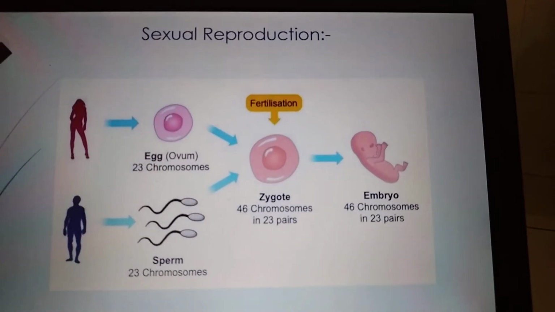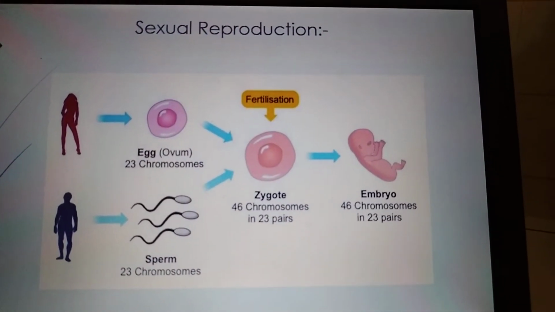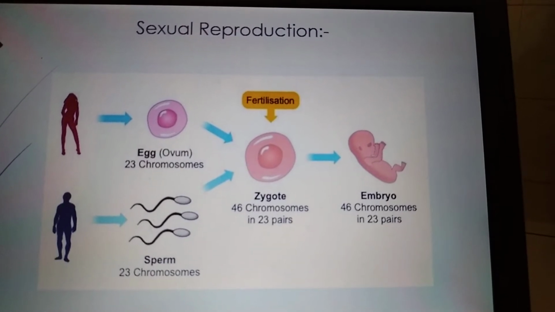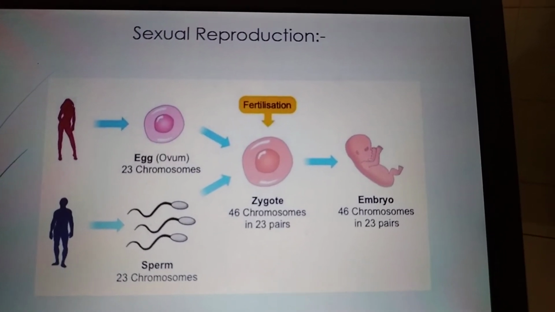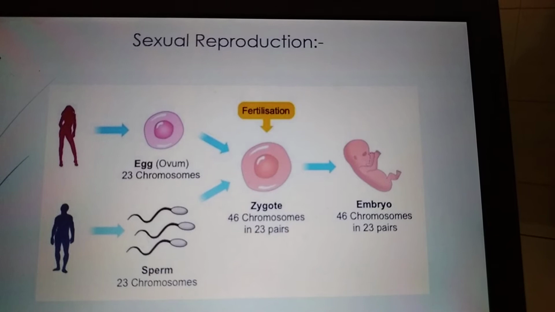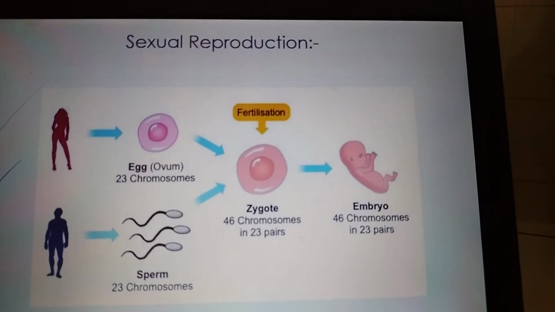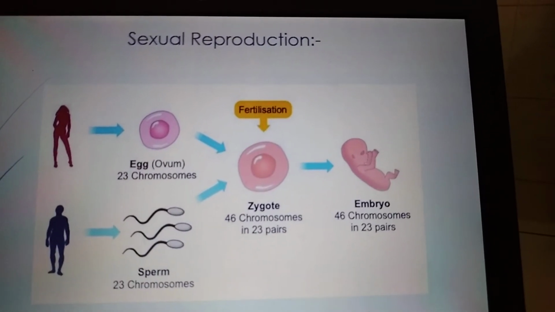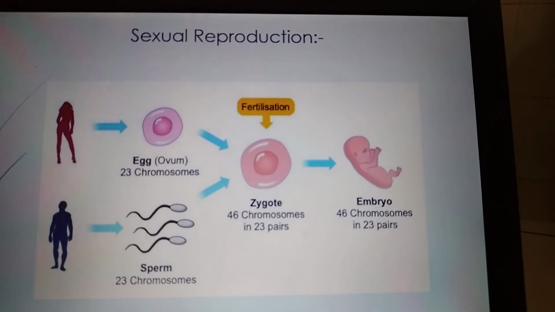So we have seen in the diagram of sexual reproduction that the egg, ovum and sperm, the male and female gametes, together form the zygote. After the zygote is formed, there are 23 from each of male and female, a total of 46 chromosomes. Then it gives rise to the embryo.